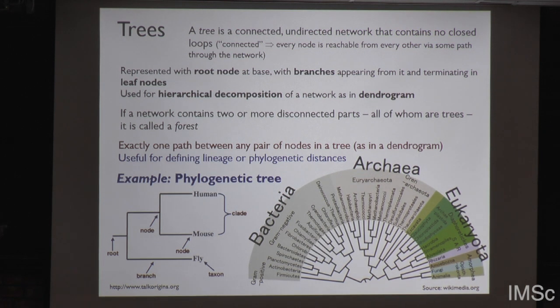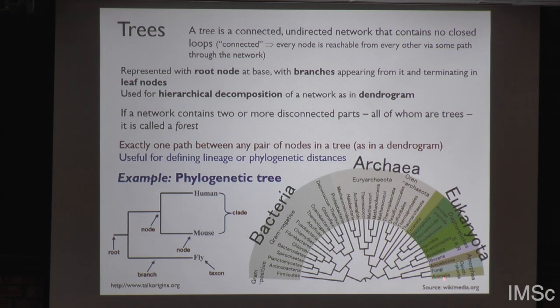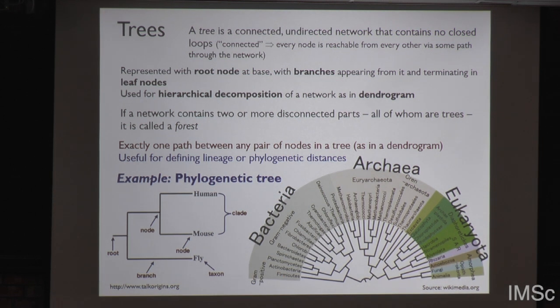Another case of acyclic network is a tree, and a tree is defined basically as a connected undirected network that contains no closed loops. Okay? So usually you define a tree as having a root node, and then from the root node there will be branches, and those branches lead to further branches, and finally they terminate into leaf nodes which have no further branching. Okay?